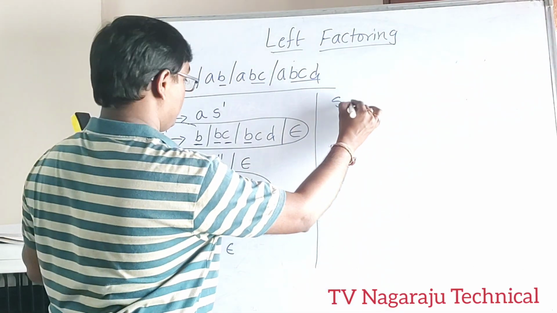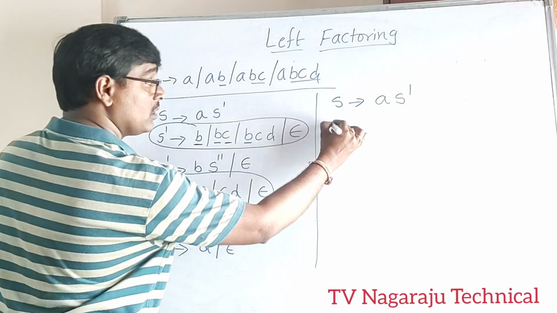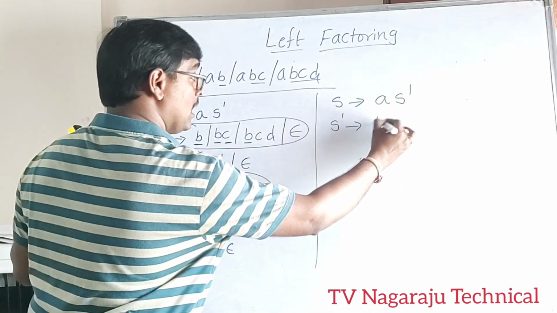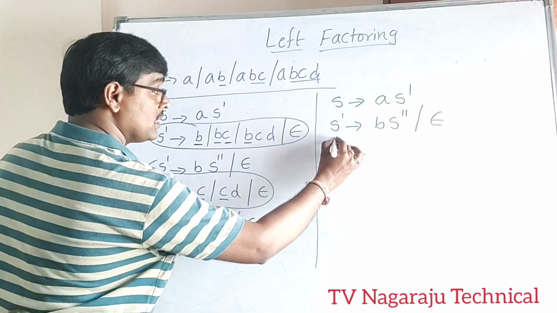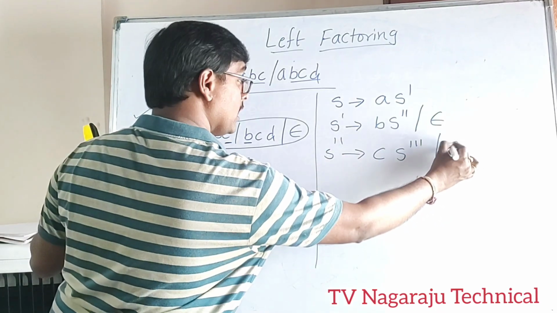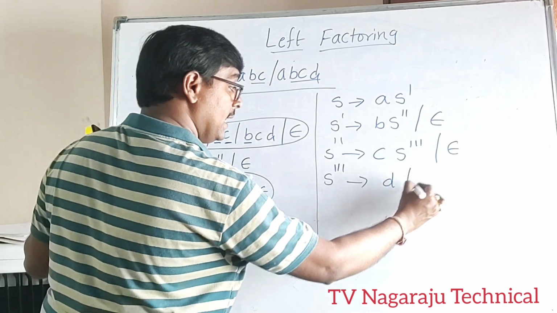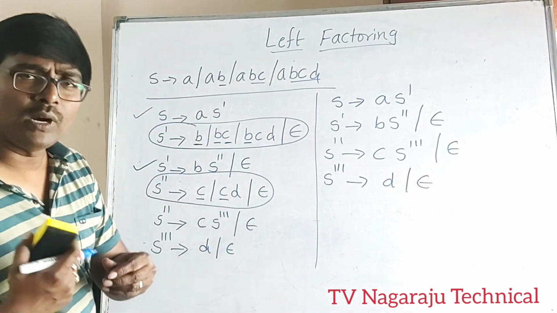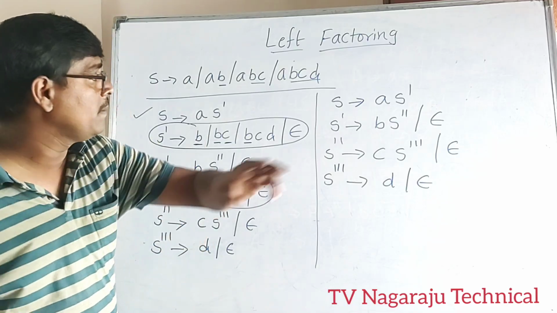The final grammar is S tends to A S dash. Now this S dash tends to B S double dash, or epsilon. Now this S double dash tends to C S triple dash, or epsilon. Now S triple dash tends to D, or epsilon. Now consider any example. Sir, I want the string ABCD. How do you get ABCD?